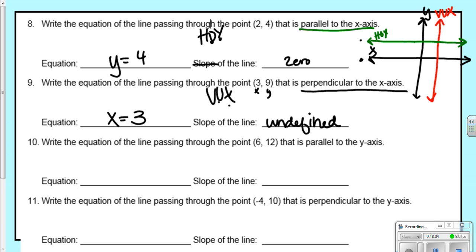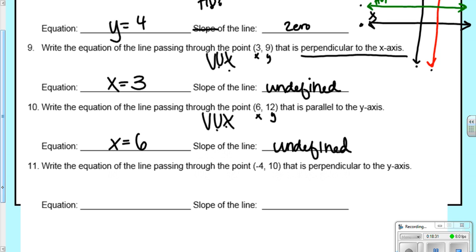Because again, every point is x, y. 10, write the equation of the line passing through the point (6, 12) that is parallel to the y-axis. Okay, so y is this one, it's up and down. Parallel to that would be this guy, running alongside it, vertical, so it's a vux. So again, u, slope, undefined. The equation, you find that with the x here, so x equals, and again, I just go to my point. Which one is the x? It's the 6, so x equals 6.